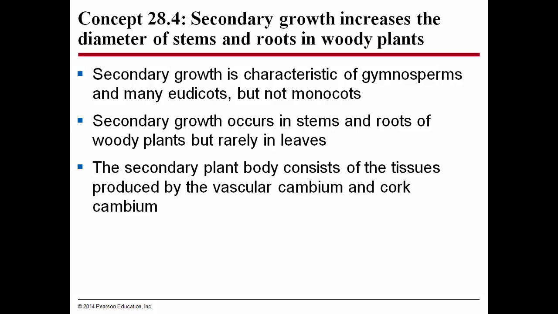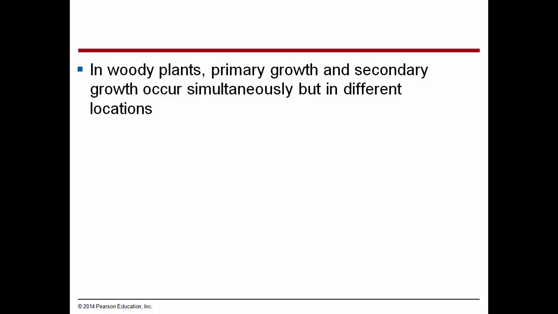but I don't know why they don't talk about that here. For the purpose of this discussion, we're just going to go with what the book says, which is secondary growth is characteristic of gymnosperms and eudicots, but not monocots. Secondary growth occurs in stems and roots of woody plants, but rarely in leaves. The secondary plant body consists of the tissues produced by vascular cambium and cork cambium. In woody plants, primary growth and secondary growth occur simultaneously, but in different locations.